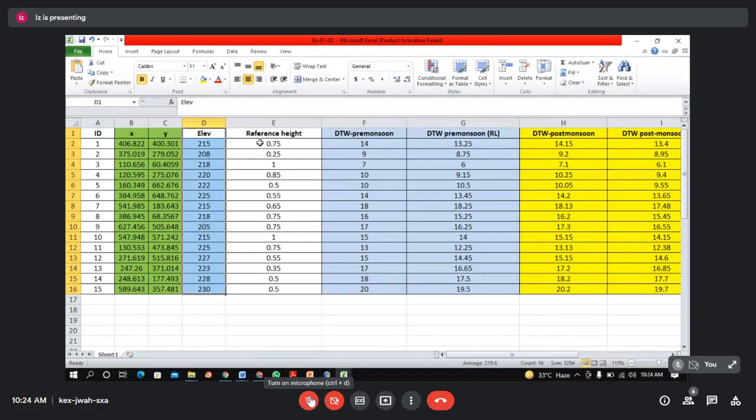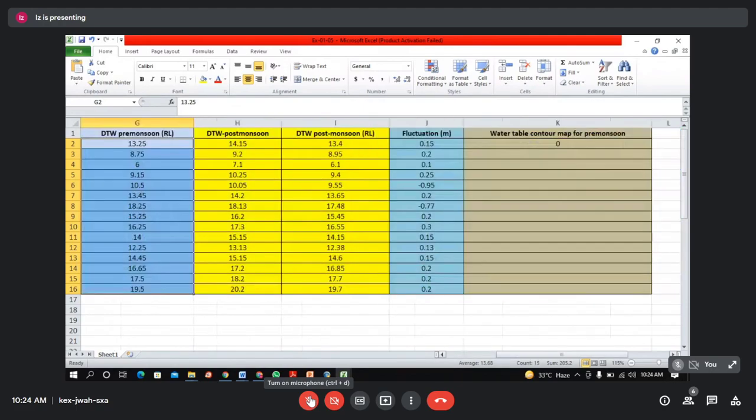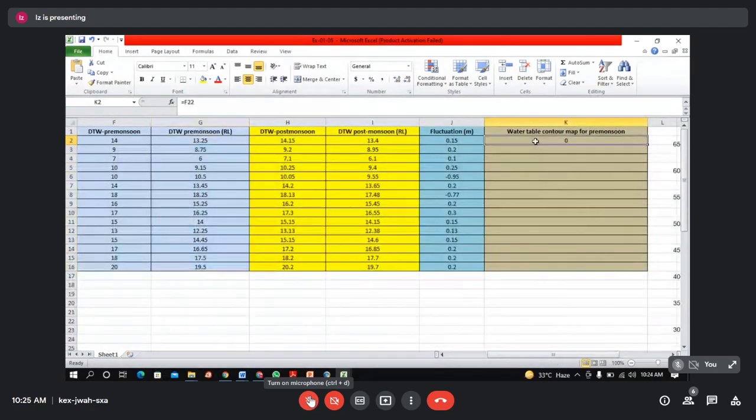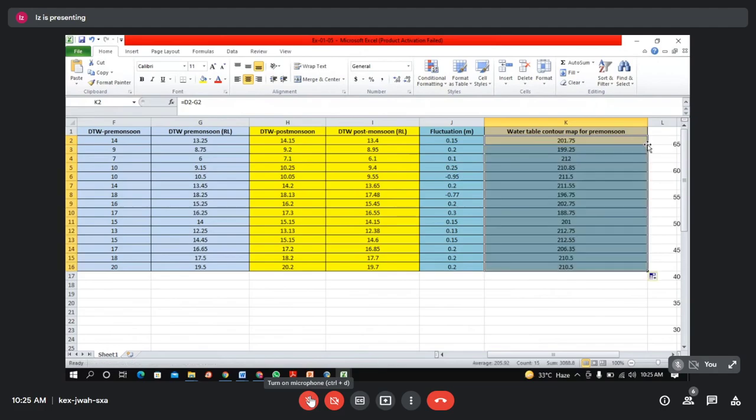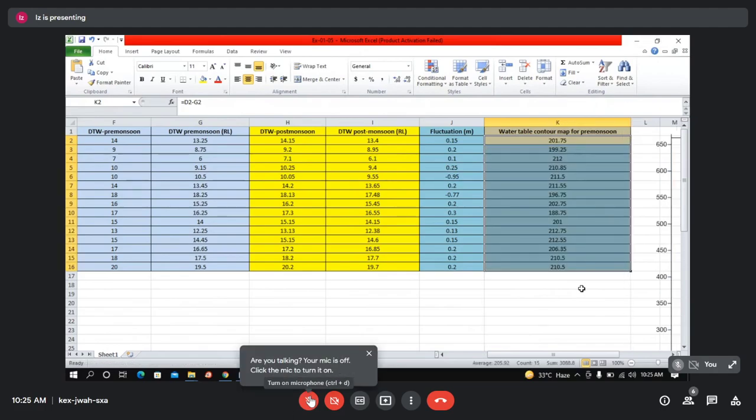And this is reference height. And what is reference height? You all know reference height is the height of the casing which is coming out above the surface. Now, depth to water pre-monsoon, this is reduced level. Reduced level means now you just minus out reference height from your reading, so that you get this from the surface level, right? So how you will get the water table contour map is elevation minus depth to water pre-monsoon reduced level. Okay, so this is how you will get it.